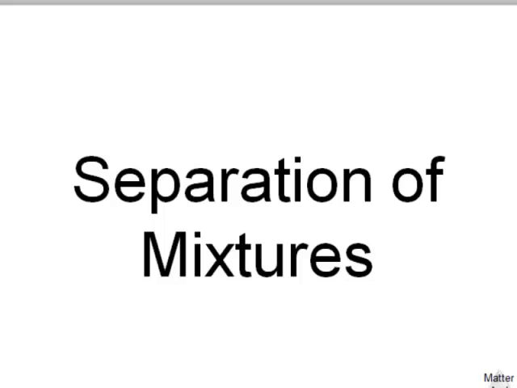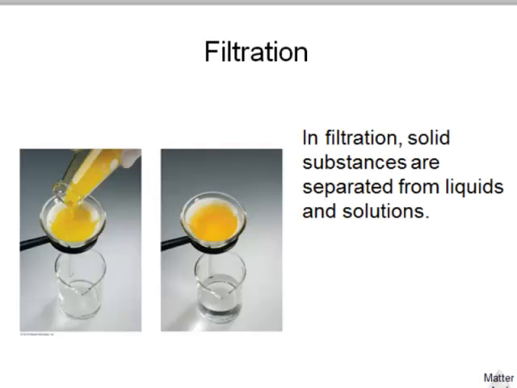Now let's talk about separation of mixtures. Remember, a mixture is something where the things involved are not chemically bonded. Everything in a mixture retains its properties. So when you're separating a mixture, what you're relying on is the fact that all those things in the mixture have different physical properties. So for example, you could filter.